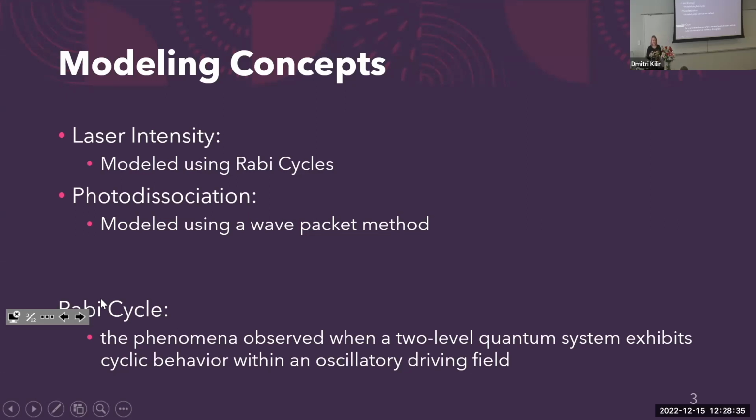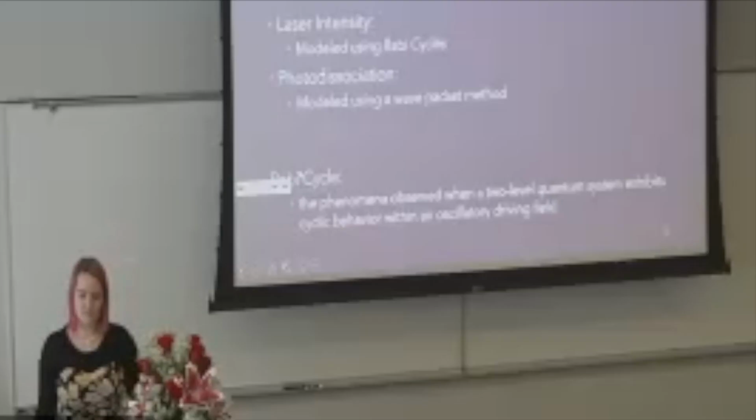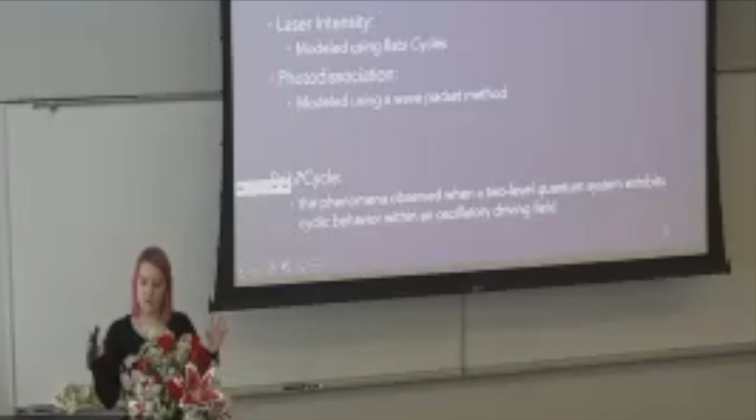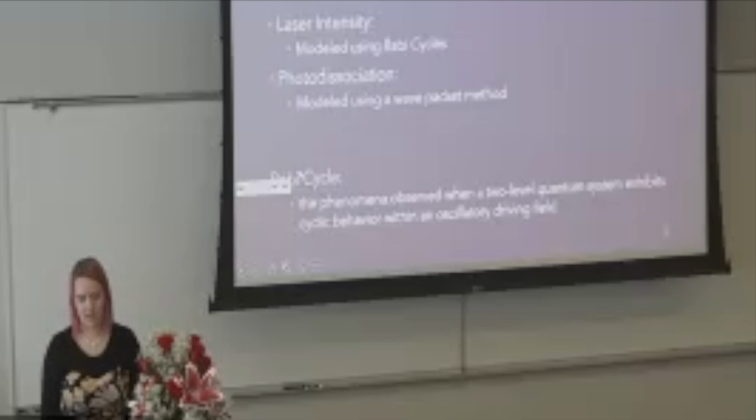Basically, and I'll show this in a video later, as the Rabi cycle progresses, the probability density just switches from ground state to excited state, and in this project there are a couple of different excited states that were explored. And then the other component was exploring the photodissociation into the two radicals, which were modeled using a wave packet method.